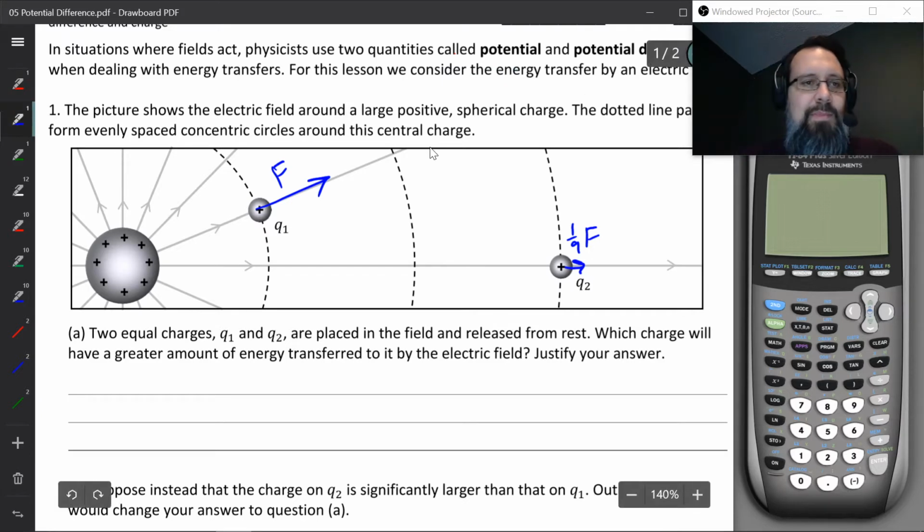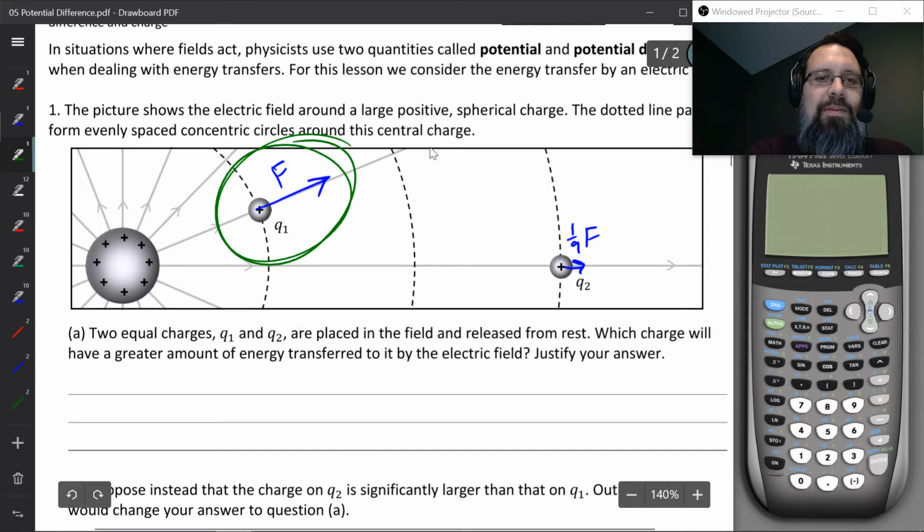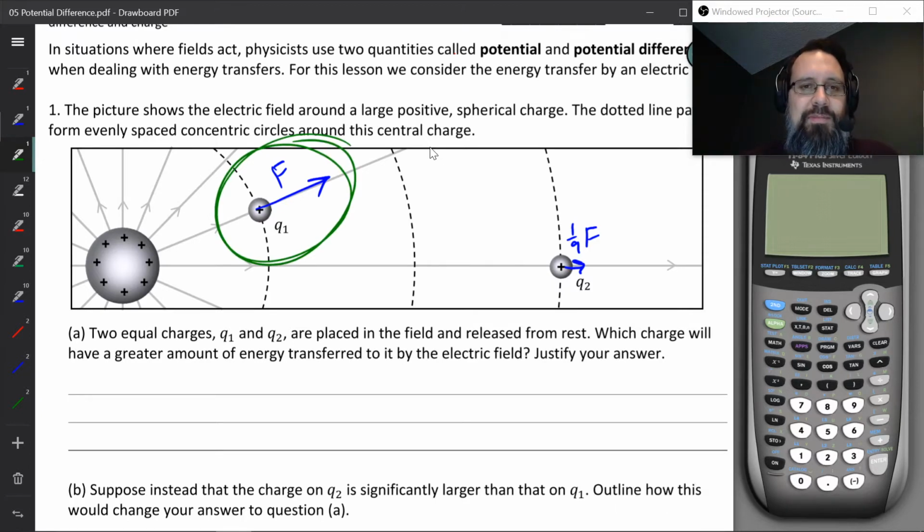Q1. Q1? Okay, Kong, tell us what you're thinking for Q1 having more energy transferred to it. It's closer and it'll get more energy because there's more force. There's more force, and so if we push it harder, it will accelerate faster. And if it accelerates faster, that means it's going to reach a greater velocity, and velocity is kinetic energy. So it'll be going faster, so it'll have more energy.